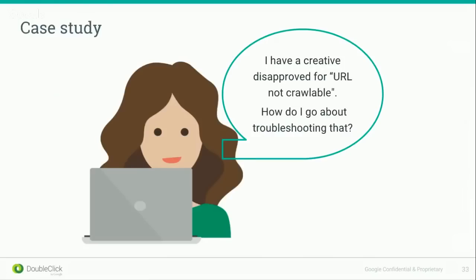So we have a case study here. I have a creative that's disapproved for URL not crawlable. If you look under your disapproved reason in, say, RTB breakout or in your My Account settings, how do you go about troubleshooting this?